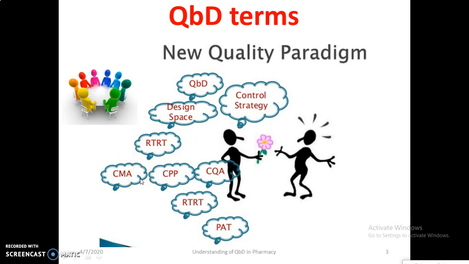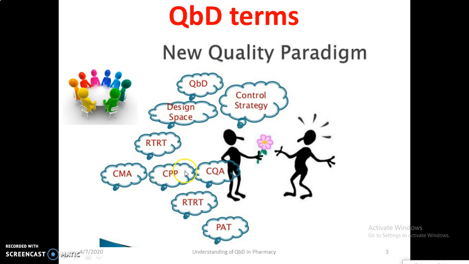It includes the physical, chemical, biological and microbiological properties and characteristics of an output material. Now CQA is nothing but the output material. This should be within the appropriate limit, range or distribution to ensure the desired quality of the drug substance, excipient and in-process material. That is called critical quality attributes.